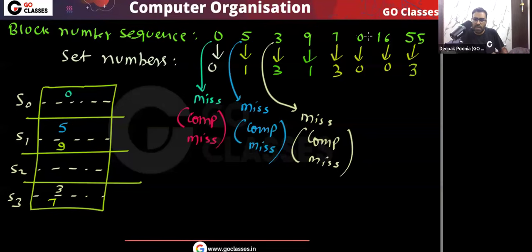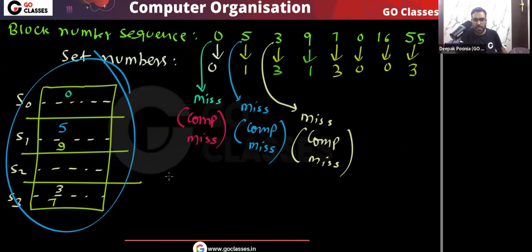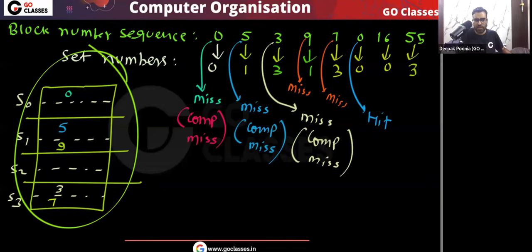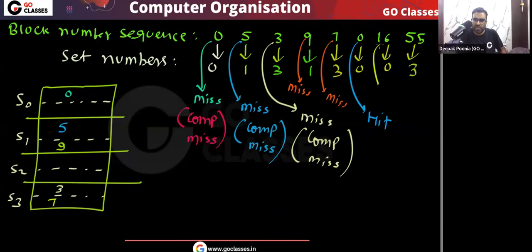Very simple. And what about this block number 0? It will go to set number 0. Actually this is a hit, because block number 0 is already present in the cache memory. Remember, this 9 was a compulsory miss, and this 7 was a compulsory miss. But this 0 is a hit, because when you access it, it is already present in the cache. What about this block number 16? This is a compulsory miss, because this is the very first reference to block number 16.